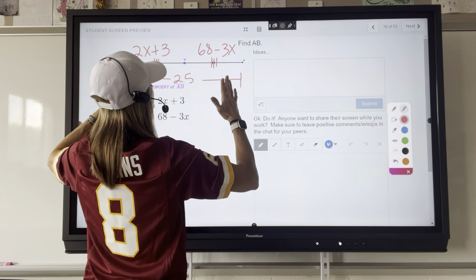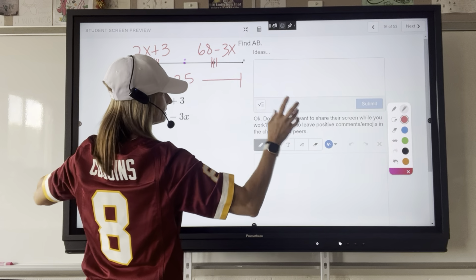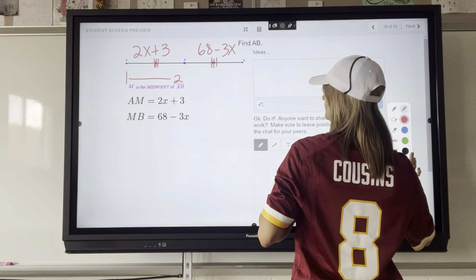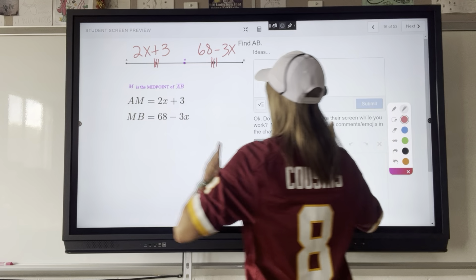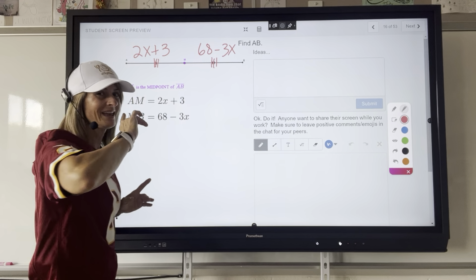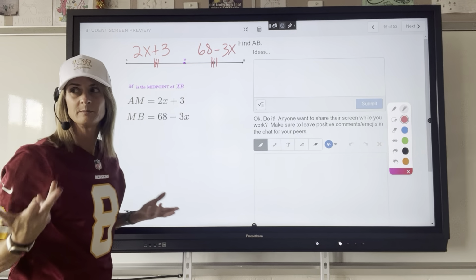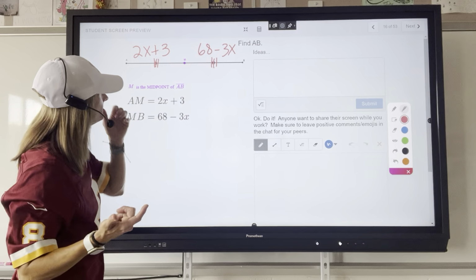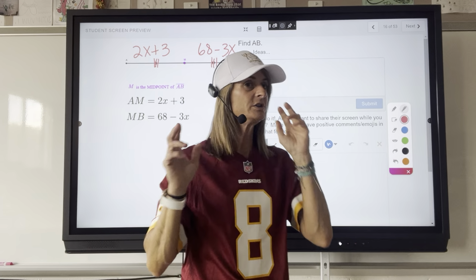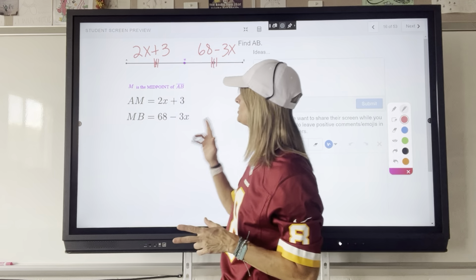This one's a little different than the last 2. This one's actually totally different. Let me back up here. They didn't tell us the length of the entire segment. So we can't add them together and say they're equal to some number because they didn't tell us the number. But we are going to do that again, just not in this problem.